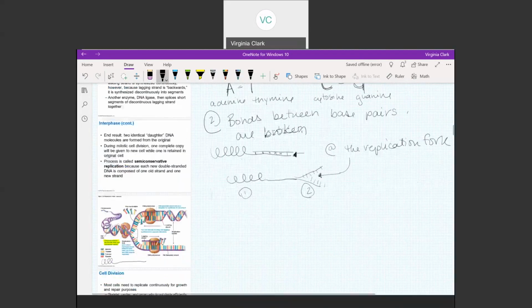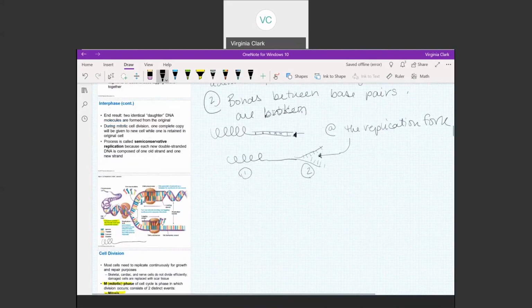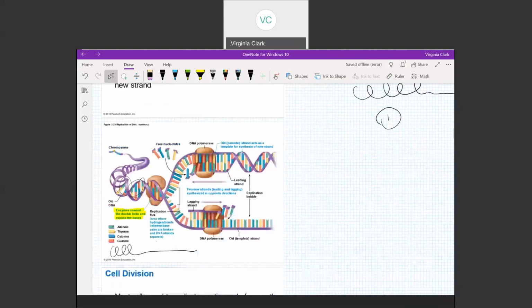So coming down to this picture, you can see we're wound, we go straight, and we're going to be at our replication fork. This is where we're going to break the hydrogen bonds, and you're going to have one strand go up and one strand go down. So that's kind of what has happened here.